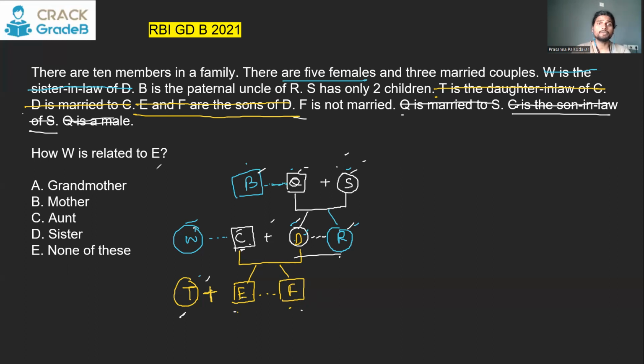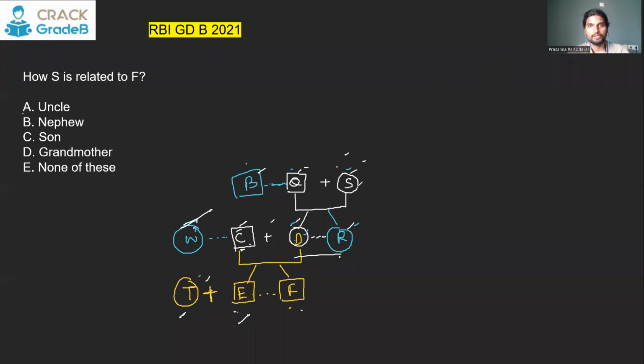How is W related to E? So W is E's father's sister. That is aunt. So W is going to be the aunt of E. That's the next question for this set. How is S related to F? S is F's mother's mother. That is grandmother. S is the grandmother of F.